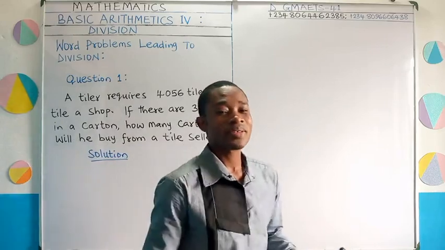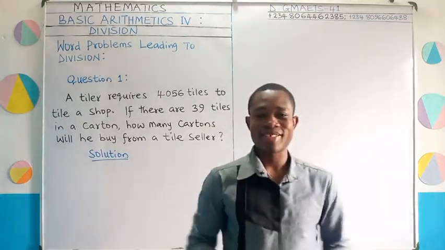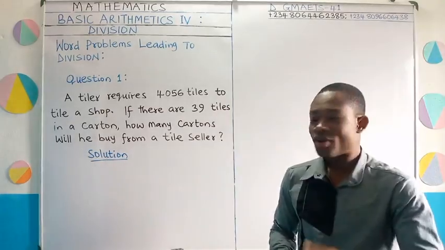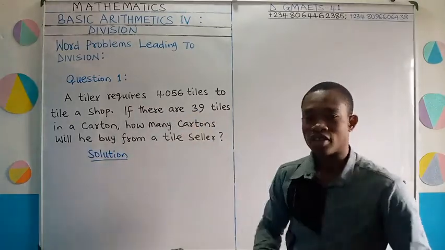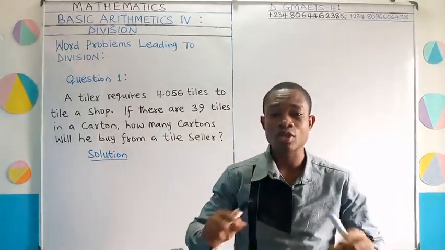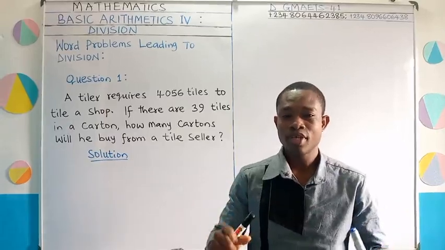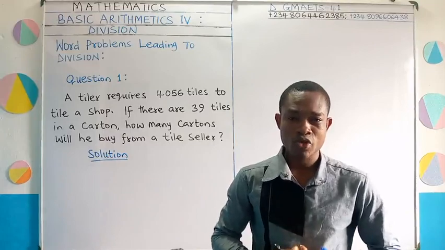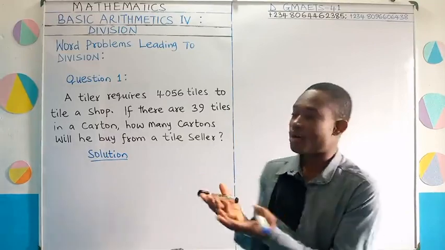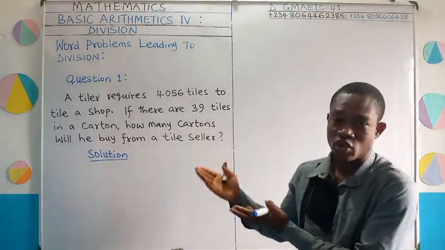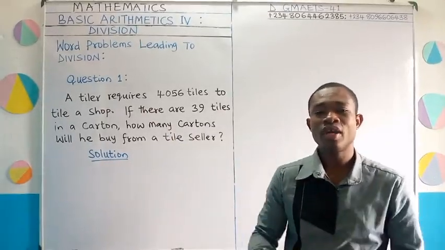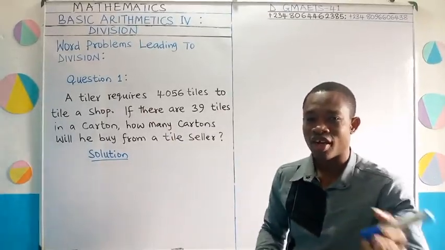In our houses, we have ties, right? Okay, this tiler requires this number of ties, 4,056, to tie a shop. Now he wants to go and buy these ties. Of course, you know that these ties come in cartons according to the question, and there are 39 ties in a carton. The question now is, how many cartons will this tiler buy?